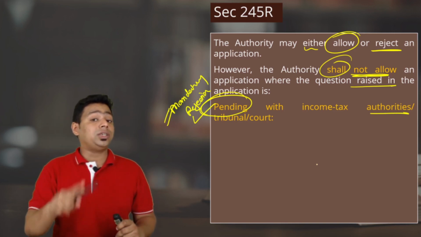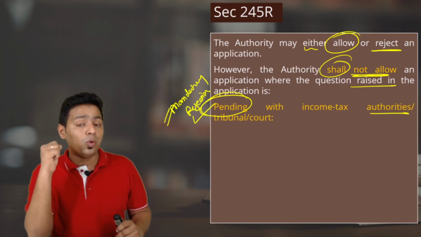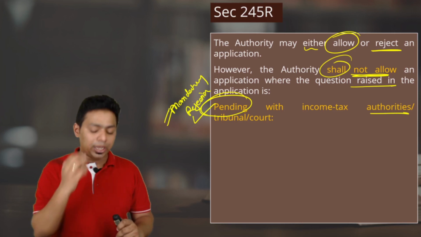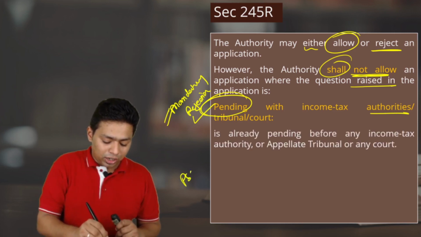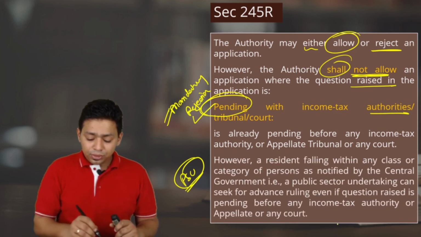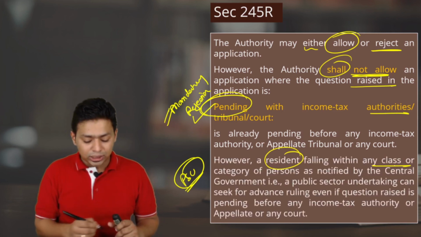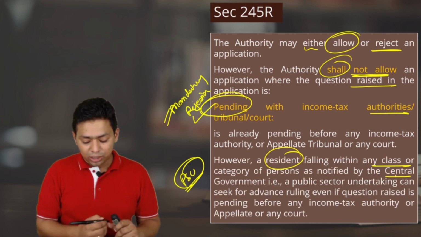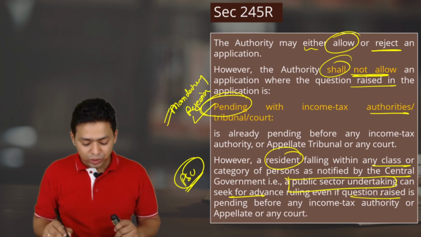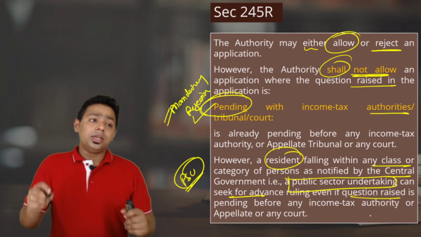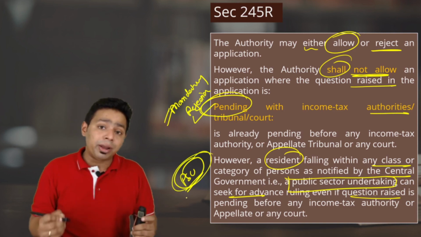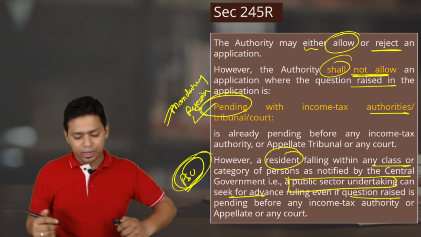But this particular clause has one exception. I hope you can catch that exception. I taught you that exception in the last lecture, and that is the public sector undertaking. Please understand, that is the public sector undertaking. Even if it is already before any authority, a resident falling in the class or category of persons notified by the central government, that is the public sector undertaking, can seek advance ruling even if the question is raised and pending before an income tax authority. So why have they allowed public sector undertakings? Because, beta, it is a government entity. They are giving the relaxation to a government entity.